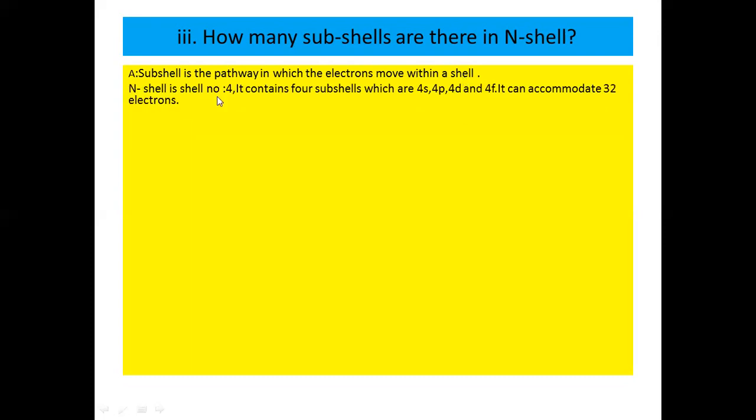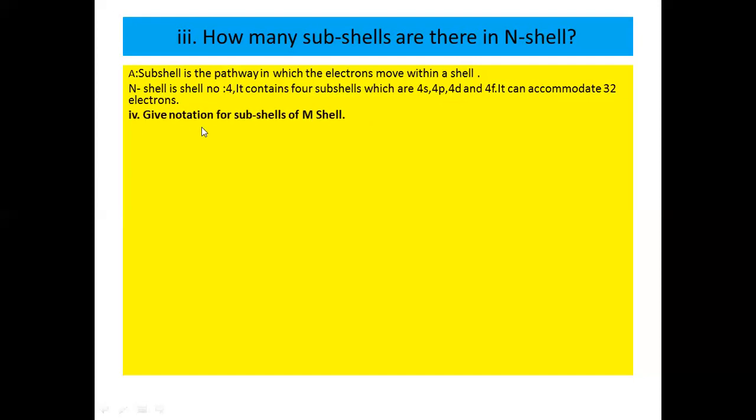N shell is which shell? K, L, M, N. K first shell, L second shell, M third shell, and N fourth. So N is shell number 4. And shell number 4 contains how many subshells? 4 subshells, which are 4s, 4p, 4d, and 4f. So S can accommodate 2 electrons, P can accommodate 6 electrons, D can accommodate 10 electrons, and F can accommodate 14 electrons. So this shell number 4 totally can accommodate how many electrons? 32 electrons. It can accommodate 32 electrons.